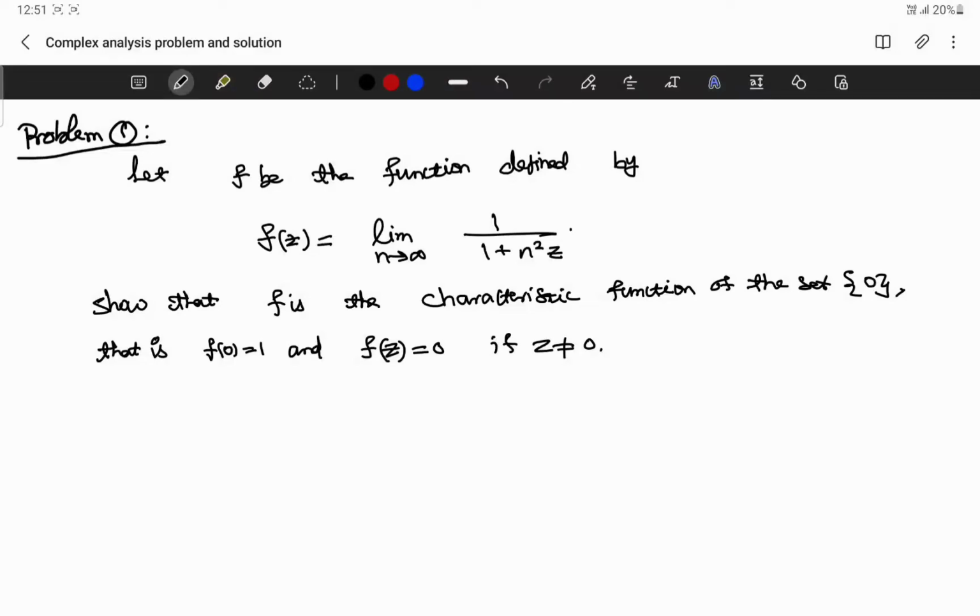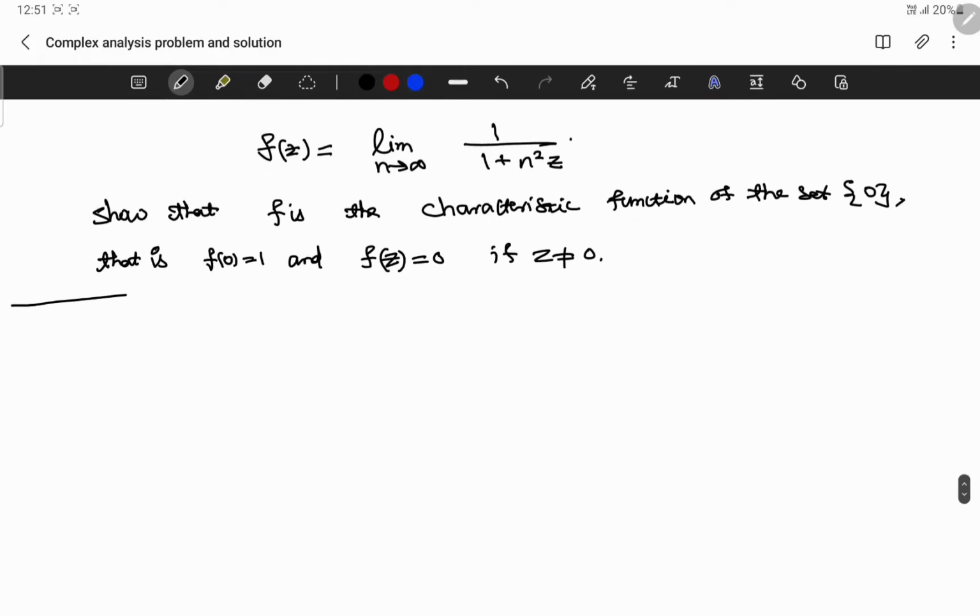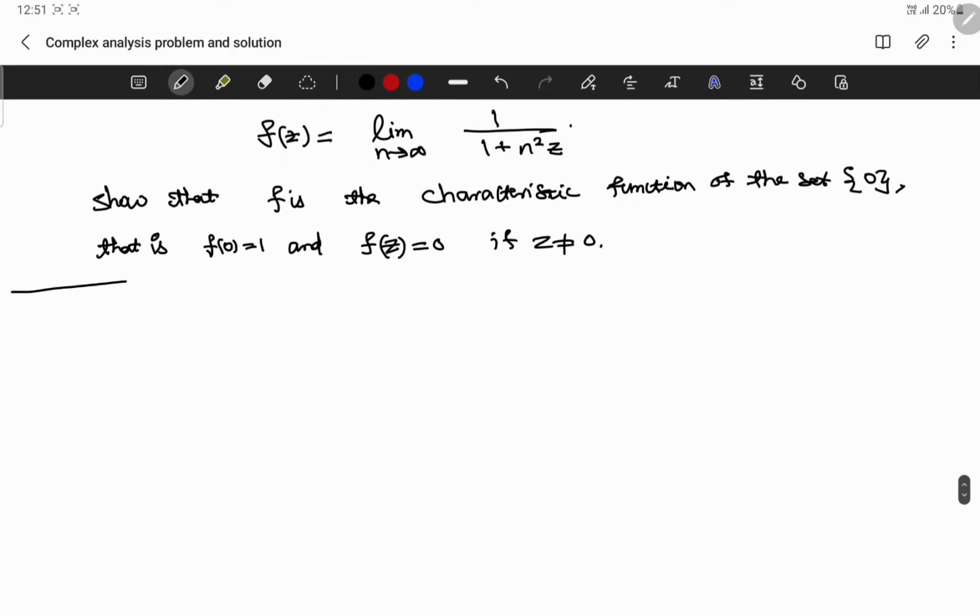Hello friends, this time we will see this video about: let f be a function defined by f of z. They have given a nice sequence and show that f defines a characteristic function of the set {0}. So before that, let us see what the characteristic function means. We call it an indicator function, and some authors also call it an indicator function.